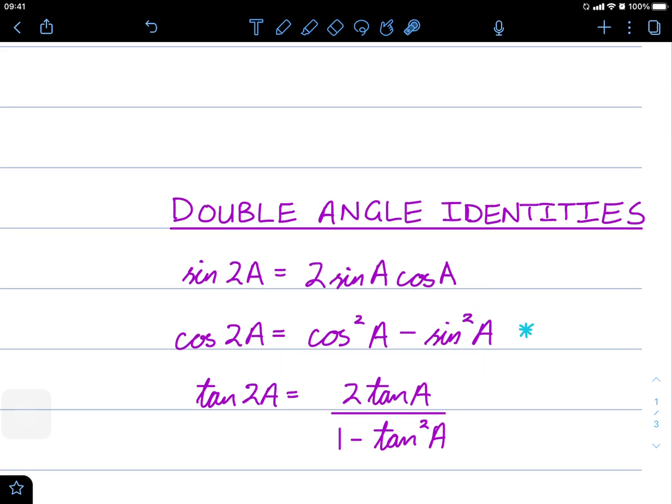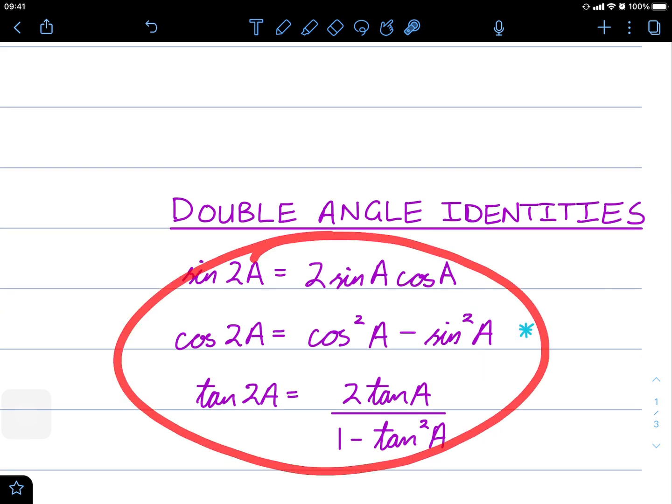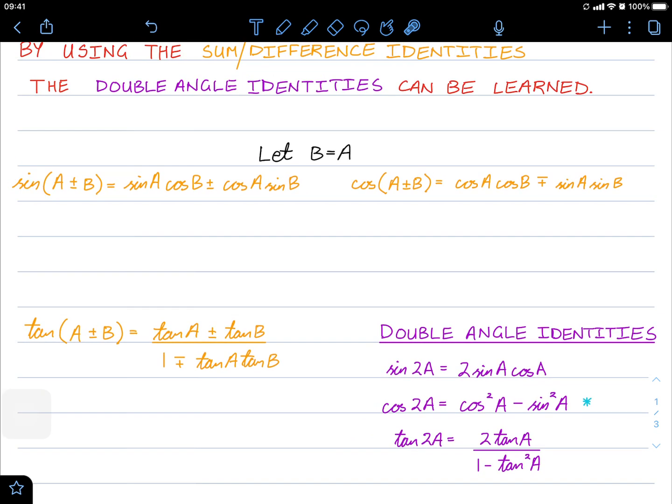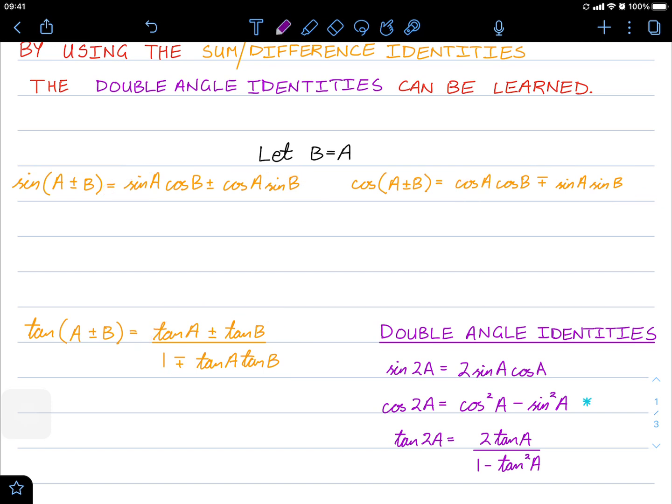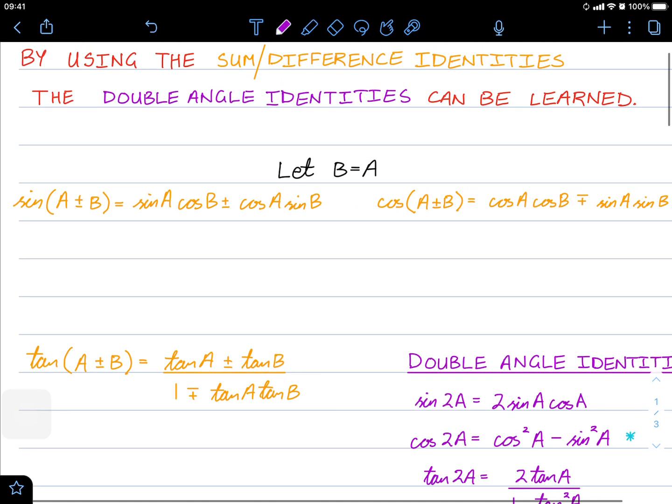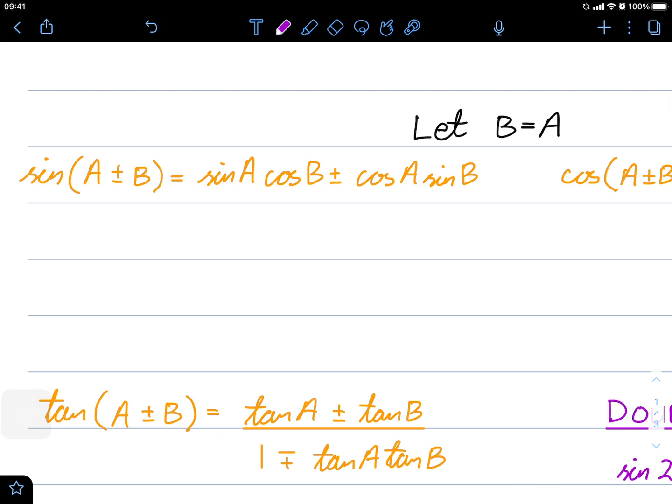But I'll demonstrate to you that rather than trying to memorize these all the time, it's best if you can memorize definitely these sum and difference identities. You can always work from there. So let's demonstrate how you can easily memorize the rest from here.